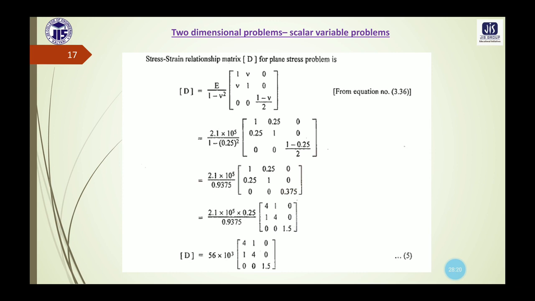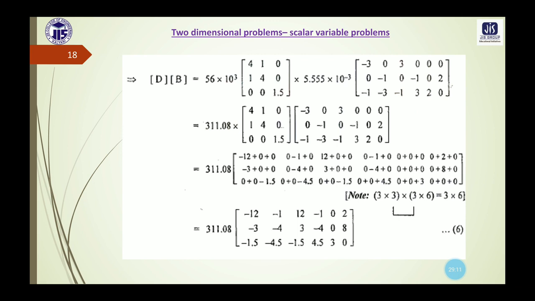Now we need to calculate the D matrix also. This D matrix is the stress strain relationship matrix for the plane stress problem. In this question, it is given that we need to assume the plane stress concept. So here, this is the formula for the D matrix, and it is seen that for all the parameters in this equation, the values are actually given. So you need to put in the value of Young's modulus, then the value of Poisson's ratio, and then after the matrix operation we get equation number 5, which is the value of the stress strain relationship matrix D.